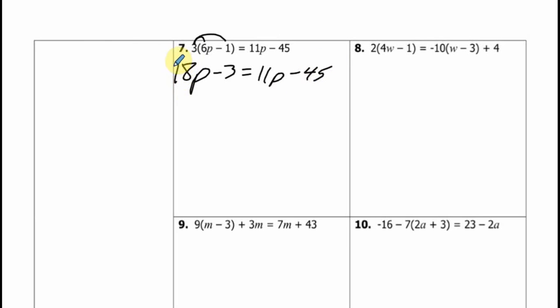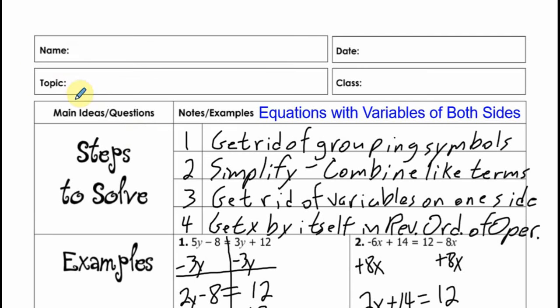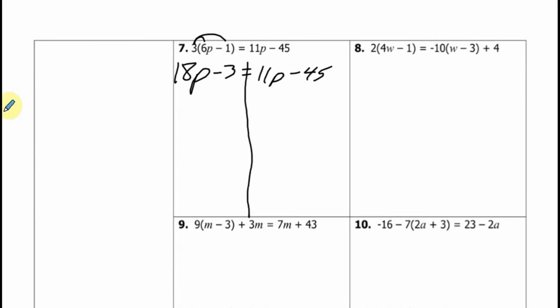So when we look at the left side, again, for some people this helps to draw this vertical line. It separates left side from right side. If you look at the left side, there are no like terms. If you look at the right side, there are no like terms. So that means we can skip step 2, combine like terms. Step 3, get rid of variables on one side.